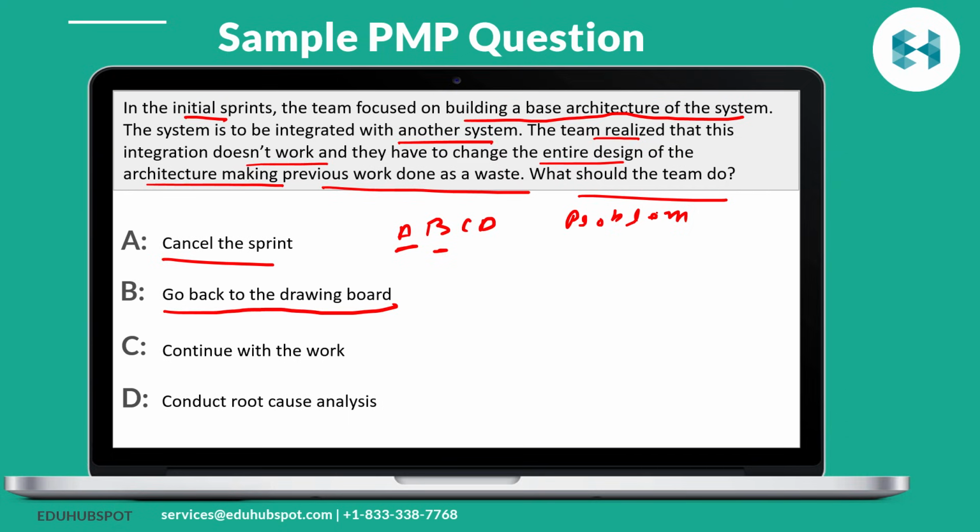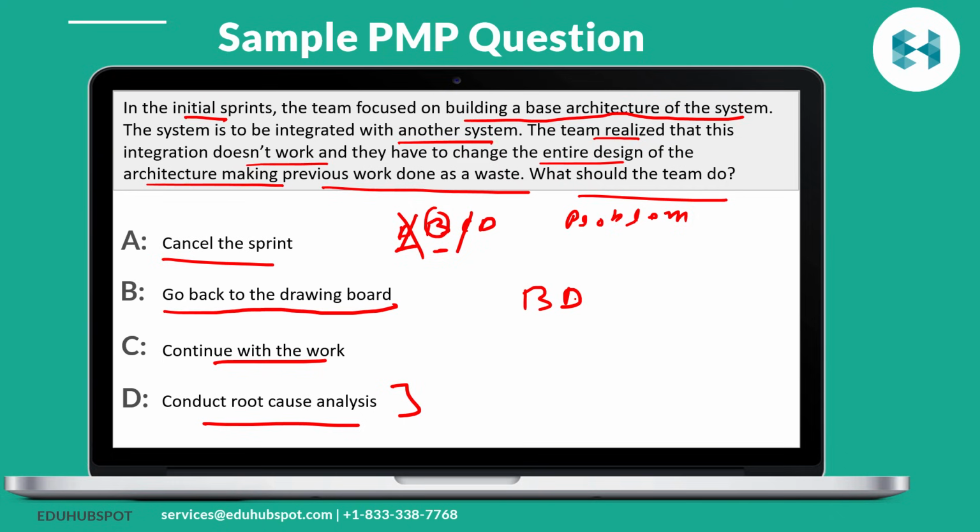Always remember, in your PMP exam, pick the answer choice which is resolving the problem. So it is resolving the problem. So if I have to pick between A and B, I will definitely go for B. So I'm eliminating A. C, continue with the work. Why would you continue with the work if you know that whatever architecture you did is now a waste? So C is gone. D, conduct the root cause analysis. Okay, this is a very good answer choice. So we are left with B and D.